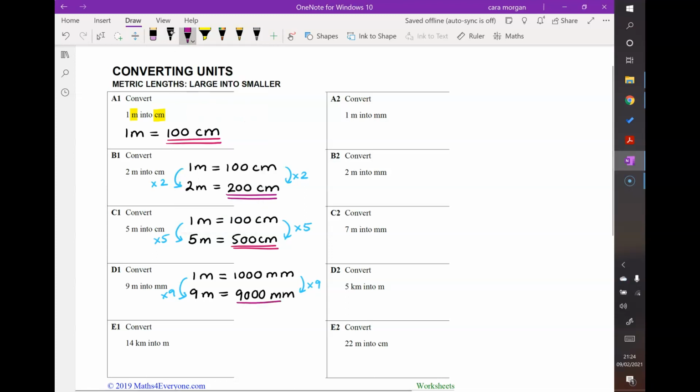So as long as you have your relationship written down between the units, there's no reason why you can't figure it out with a bit of thinking.